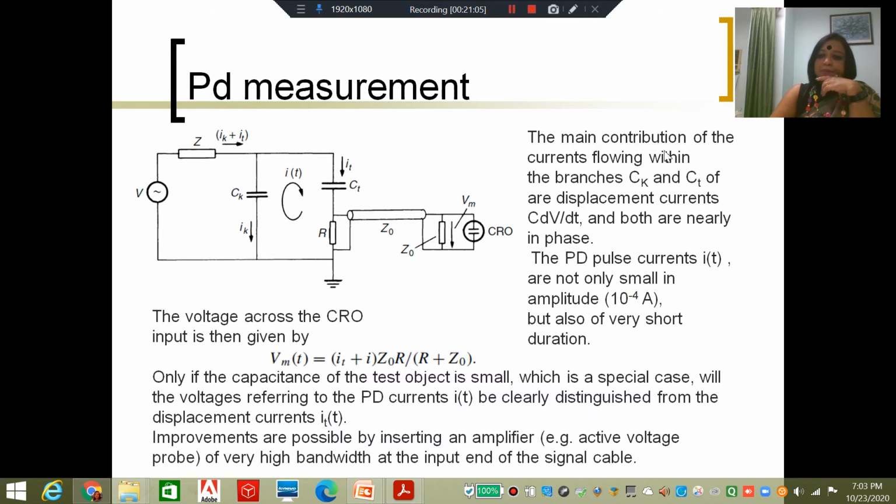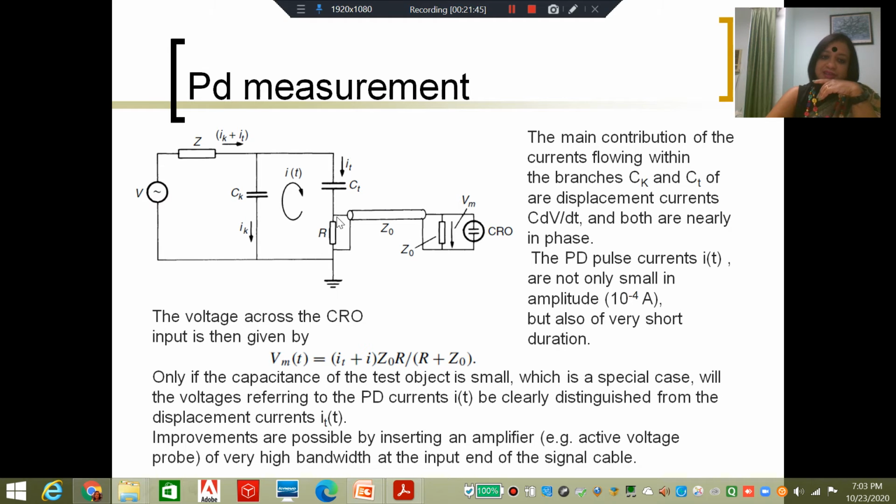The main contribution of the currents flowing within the branches CK and CT are the displacement currents C dV/dt, and both are nearly in phase. You have the coupling capacitance branch and the test specimen branch, and both of them will see displacement current flowing through them, almost in phase. Now, the PD pulse current IT is not only very small in amplitude, but also of very short duration. Typically, it is in the nanosecond range in duration, and the amplitude is like 10 to the power minus 4 amperes. So that is the current that would be flowing in the test circuit.